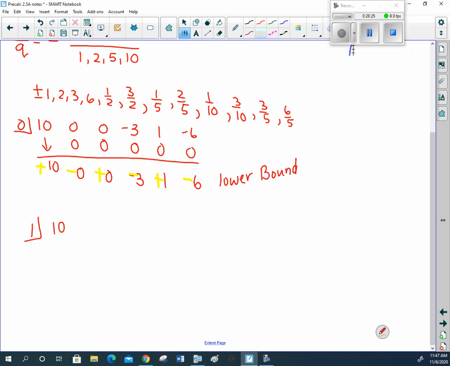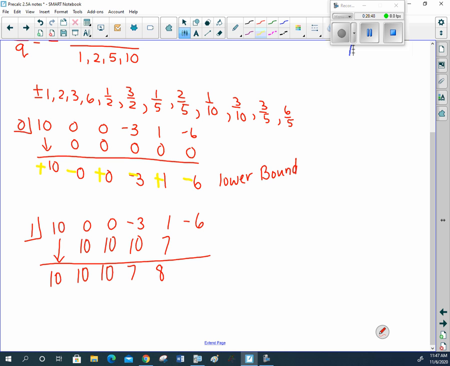So 10, 0, 0, -3, 1, and -6. So 1 times 10 is 10. And then 1 times 10 is 10 again. 1 times 10 is 10. So 7. 7, that's 8. 8, and 2. And look, what do we have to be an upper bound? They all have to be positive, and they are all positive. So that is an upper bound.